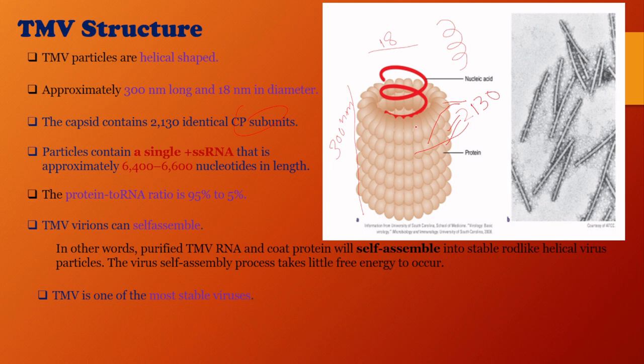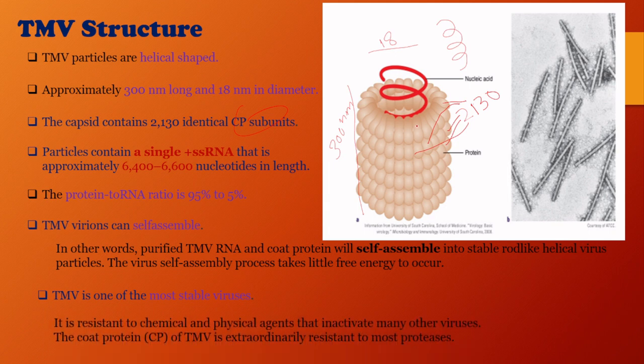TMV is one of the most stable viruses, so it is very difficult to destroy. It is resistant to almost all chemicals and many physical agents which generally deactivate other viruses. The coat protein of this virus is extraordinarily resistant to most proteases, which are the enzymes that degrade proteins.